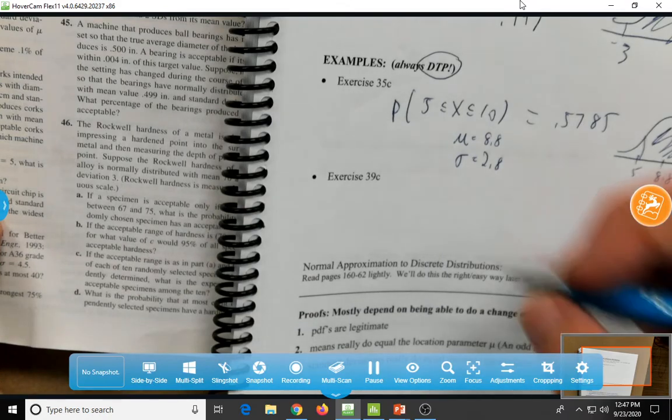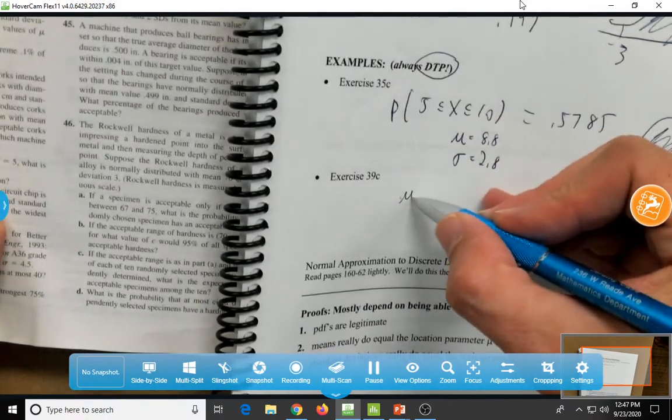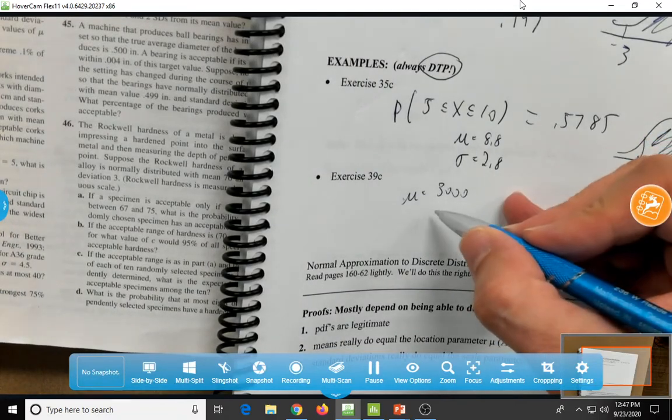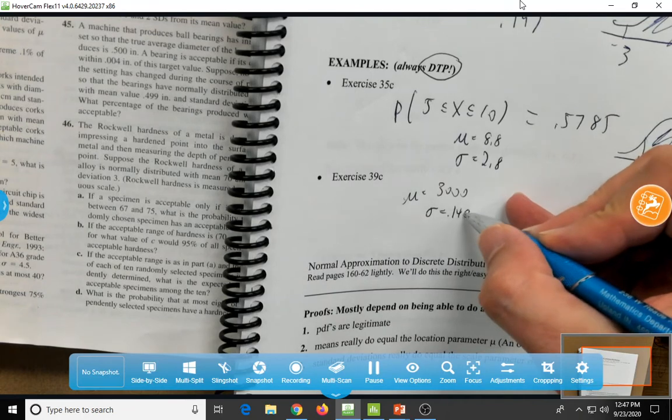Has a mean of 3,000 micrometers. Is that right? Mu-m is micrometers? Which way do you pronounce it? Micrometer. Why don't you call it micrometers? All right. So mu is 3,000 micrometers and a standard deviation of 0.140.